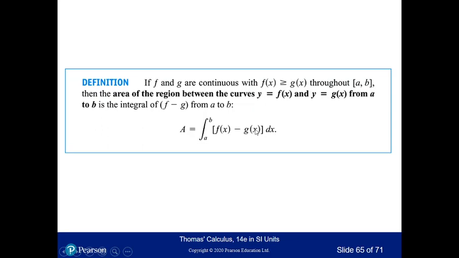Okay, so here's the definition. If f and g are two continuous functions where f is bigger than g for all x in the closed and bounded interval a to b, then the area of the region between the curves y equals f of x and y equals g of x from a to b is the integral of f minus g from a to b. That's all to it. So you're just taking the difference of the integrals.